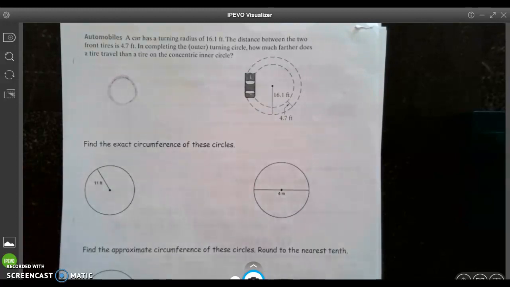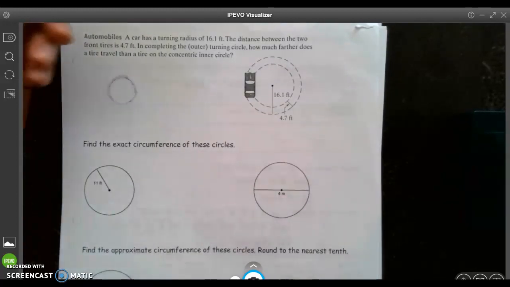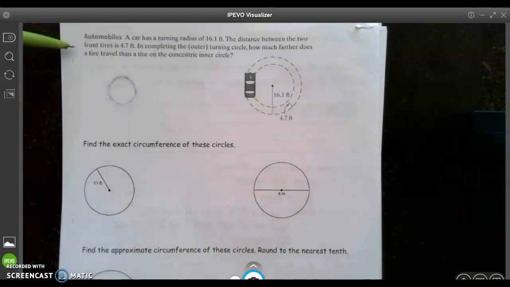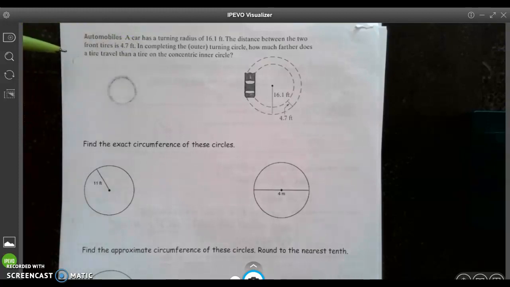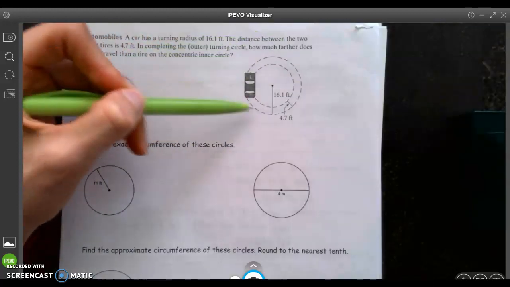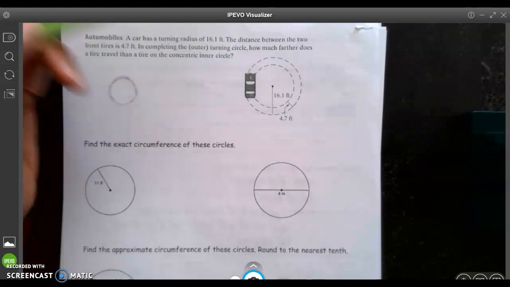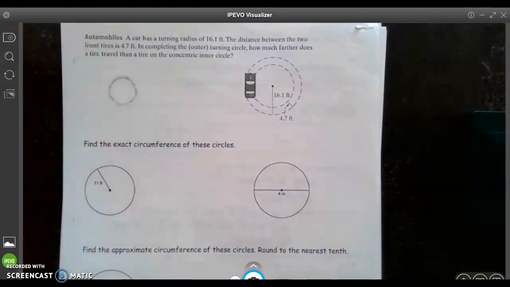A car has a turning radius of 16.1 feet. The distance between the 2 front tires is 4.7 feet. In completing the outer turning circle, how much farther does a tire travel than a tire on the concentric inner circle? Now, rarely do any of us travel just in a circle in our car, but what this example is going to show us is the reason we rotate tires.